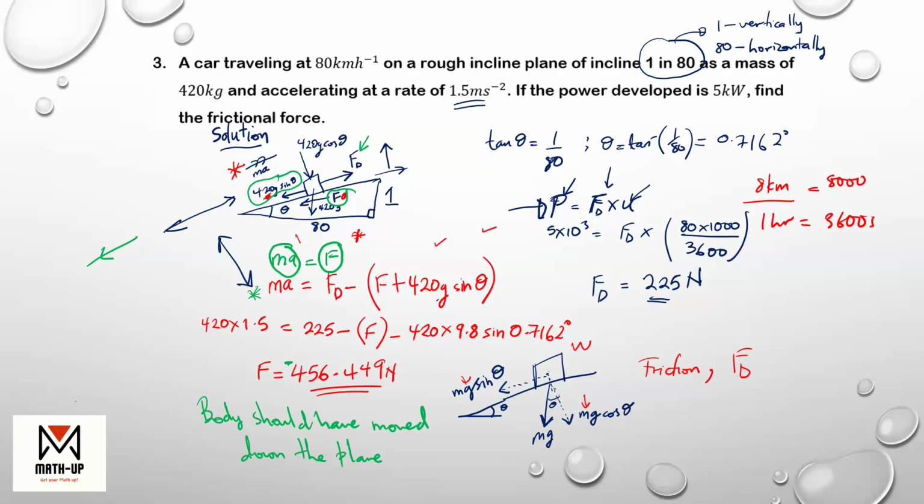But when we did the calculations, we got our frictional force as a negative value. That means that the friction is acting in the opposite direction. In other words, friction is acting up the plane, and therefore this body should have been moving downwards. So we have to put that negative there to cater for that. I don't know if that's okay.